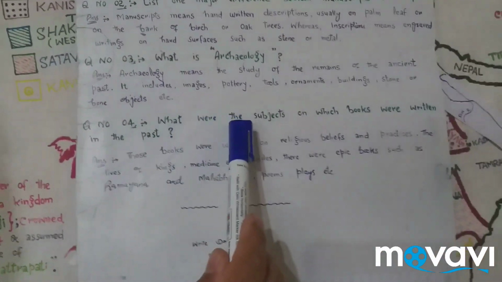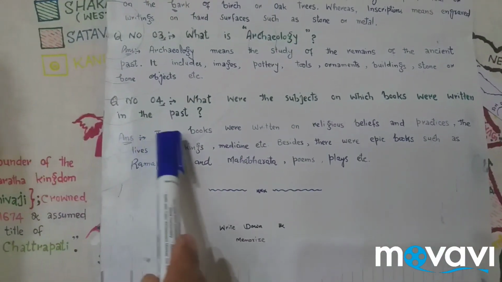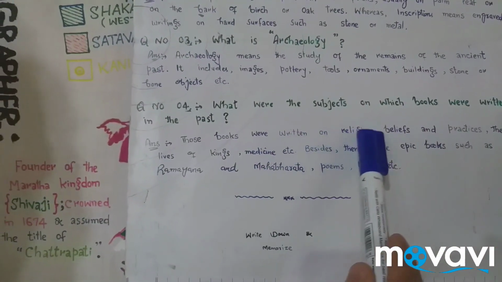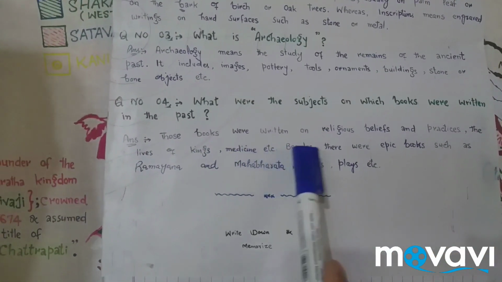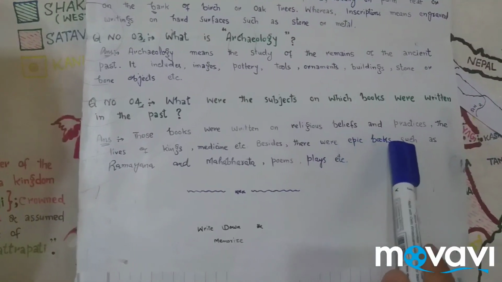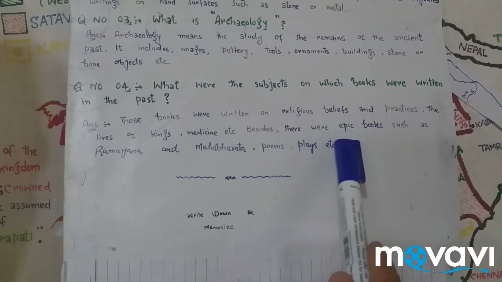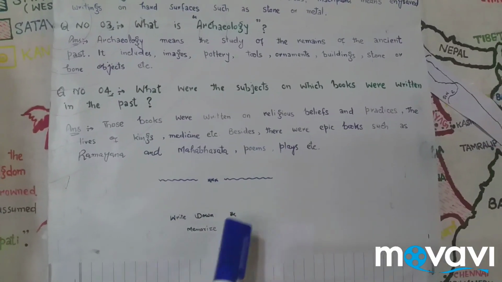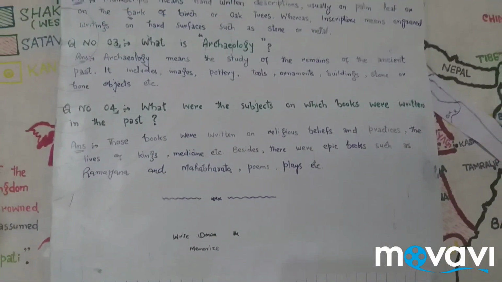Question number 4. What were the subjects on which books were written in the past? Answer. Those books were written on royals' beliefs and practices, the lives of kings, medicine, etc. Besides, there were epic books such as Ramayana and Mahabharata, poems, plays, etc. Now write down the question answers and memorize.